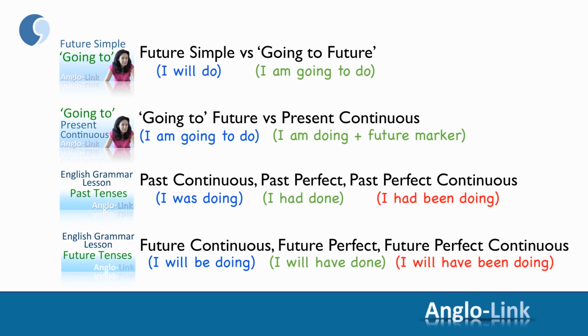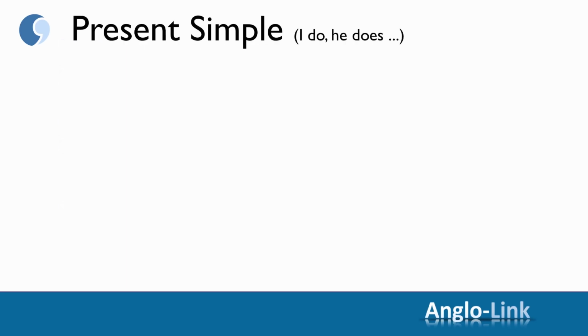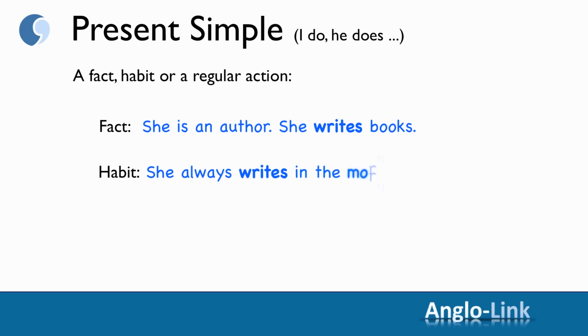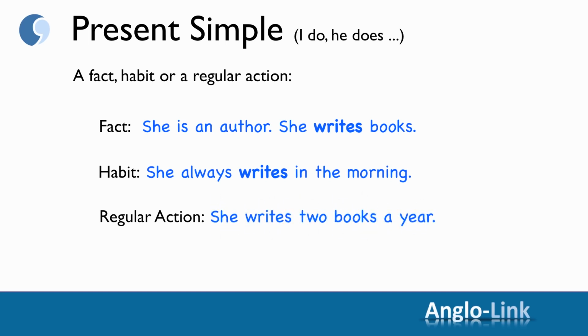So, let's start our revision by looking at present simple. I do, he does, etc. As you will remember, the present simple tense indicates a fact, a habit, or a regular action. Let's look at some examples. A fact. She's an author. She writes books. A habit. She always writes in the morning. And a regular action. She writes 2 books a year.